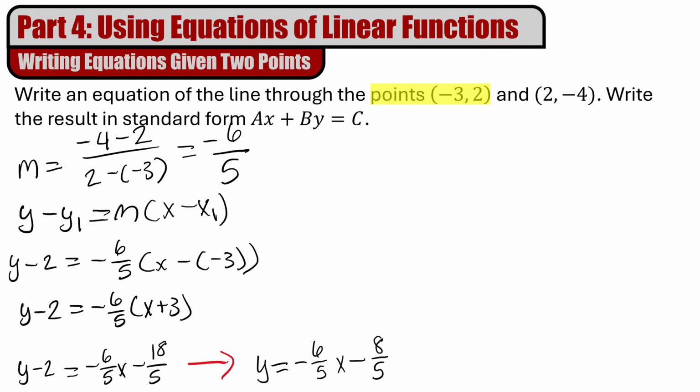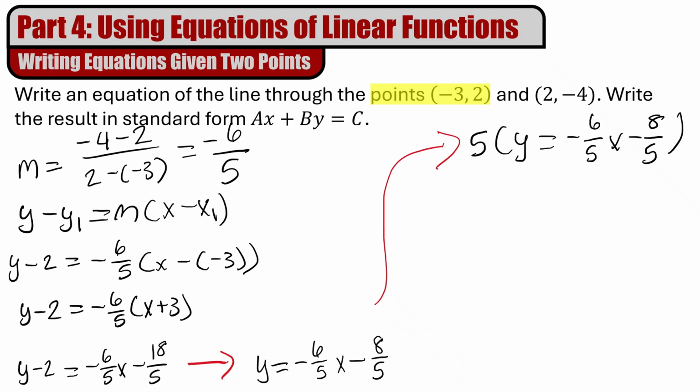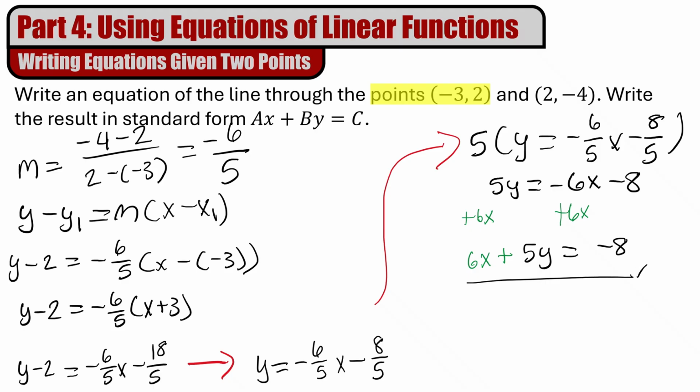The last step is to convert to standard form. Multiply every term by 5 to clear the fractions. This will become 5y equals negative 6x minus 8. Finish by adding 6x to both sides. This will result in the equation becoming 6x plus 5y equals negative 8. Therefore the standard form of this line is 6x plus 5y equals negative 8.